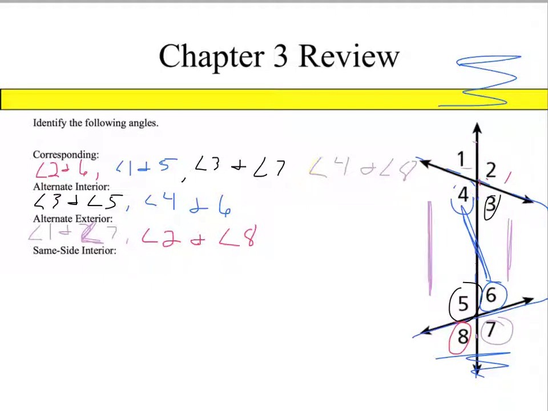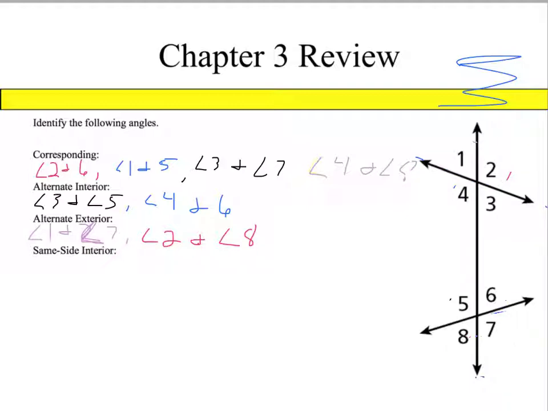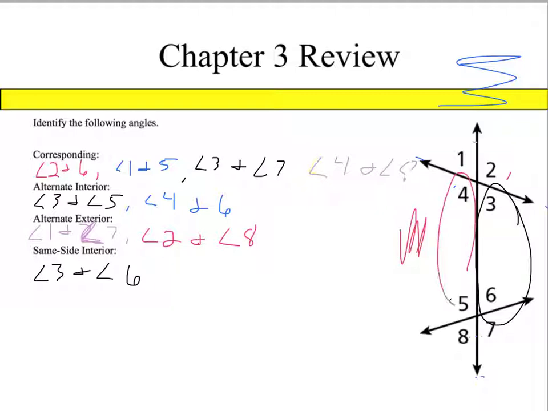Now that leads us to same side interior. If you remember, we're talking about the same side of the transversal and on the interior of our two corresponding lines. So in between, still in this middle section here. So that would be 3 and 6, and also 4 and 5.